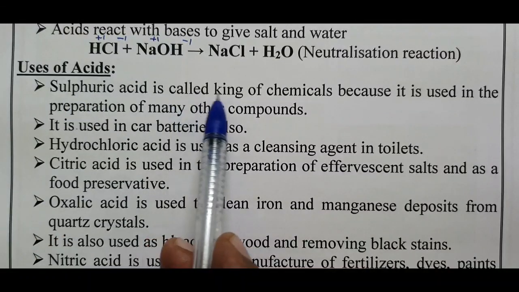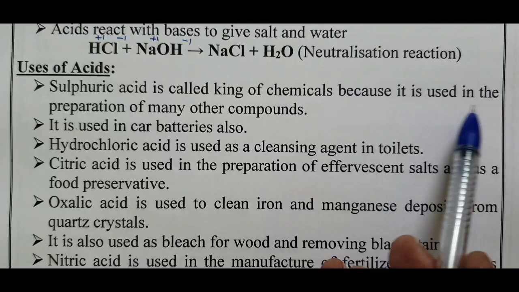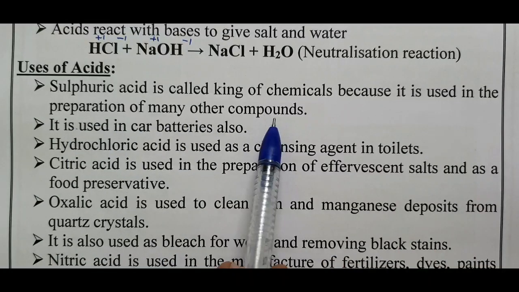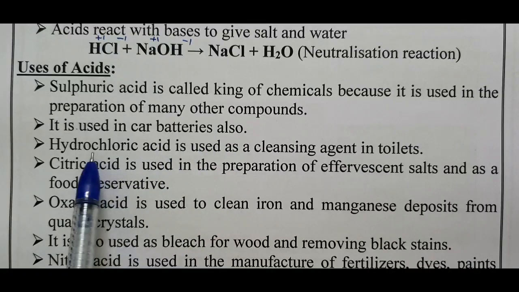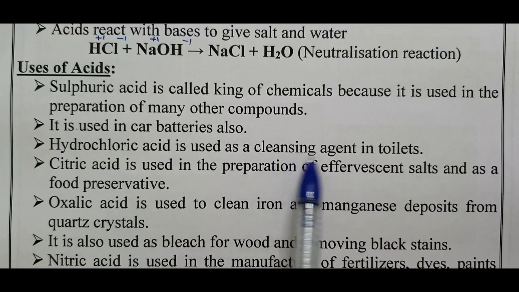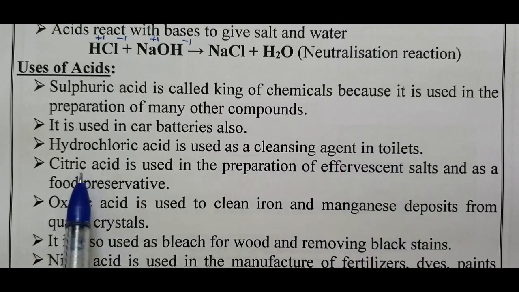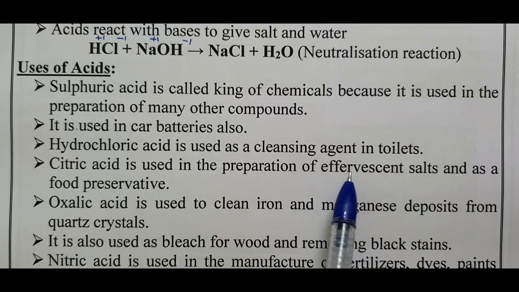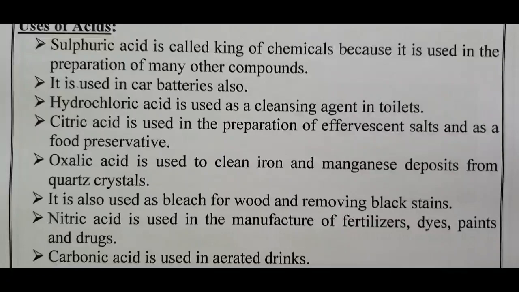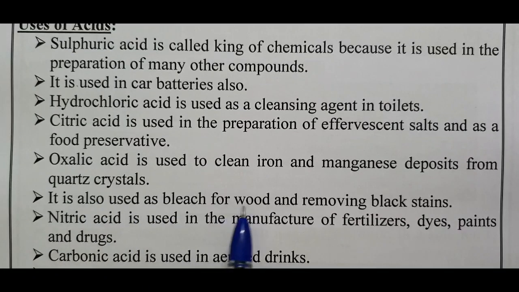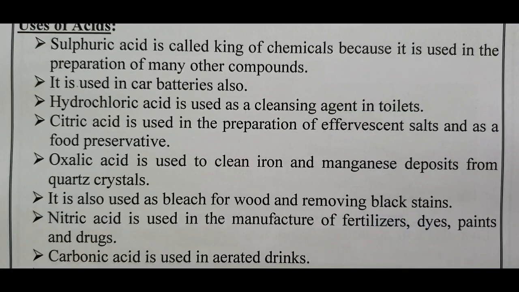Sulfuric acid is called the king of chemicals because it is used in the preparation of many other compounds. It is also used in car batteries. Hydrochloric acid is used as a cleansing agent in toilets. Citric acid is used in the preparation of effervescent salt, brisk effervescence, and as a food preservative. Oxalic acid is used to clean iron and magnesium deposits from quartz crystal. It is also used as a bleach for wood and for removing black stains.